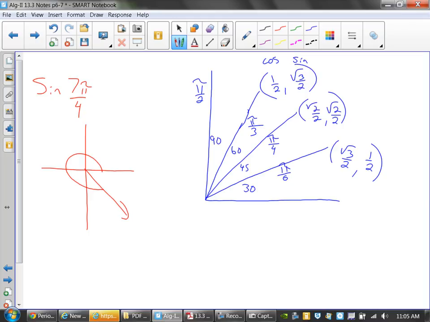Fourth quadrant. When I'm in the fourth quadrant, I have to figure out how far off I am from the x-axis. How much more pi do I need to get to the pi over 4? So what's my reference angle? Pi over 4. My reference angle here is pi over 4, which means at this point, it is going to have the exact same ordered pairs as pi over 4 does here, except for one change. Y is negative. Fourth quadrant, your y values are negative, which means fourth quadrant here in terms of trig, sine is negative.